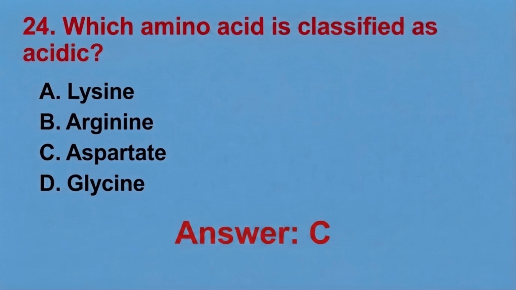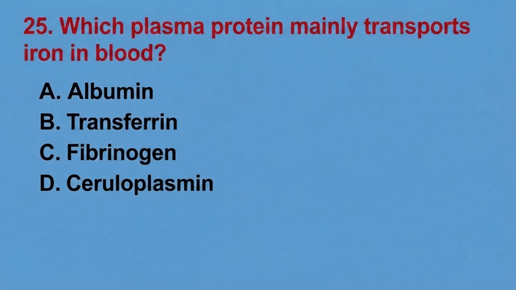Let's go to question 25. Which plasma protein mainly transports iron in blood? A. Albumin. B. Transferrin. C. Fibrinogen. D. Ceruloplasmin. You have 5 seconds.